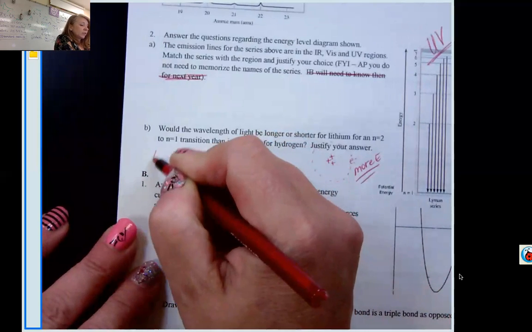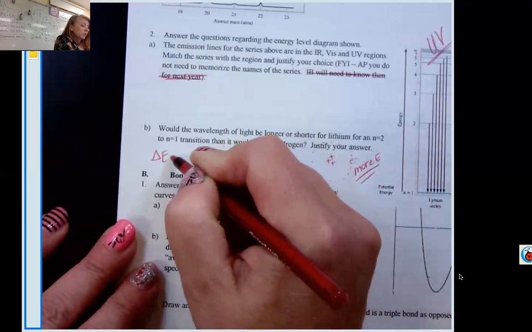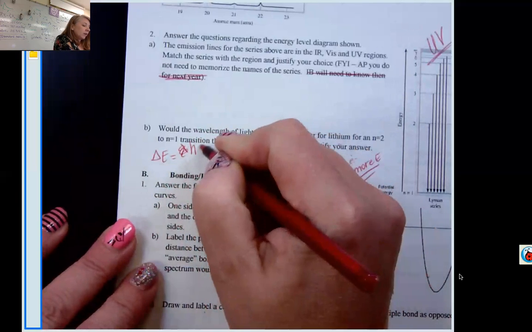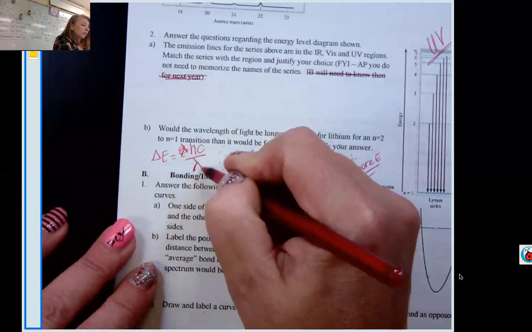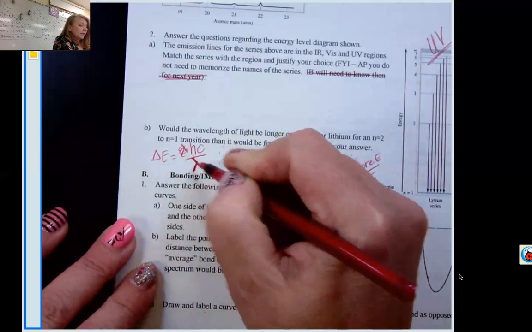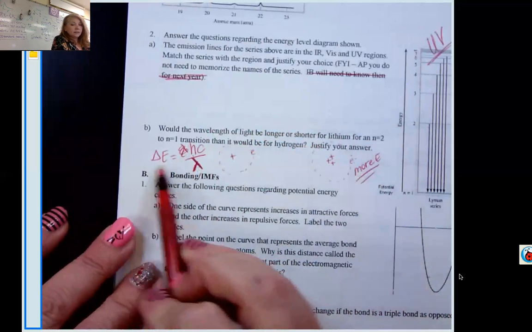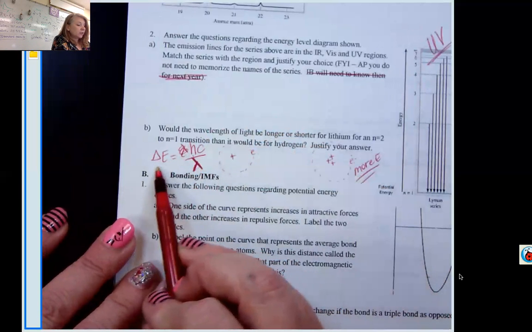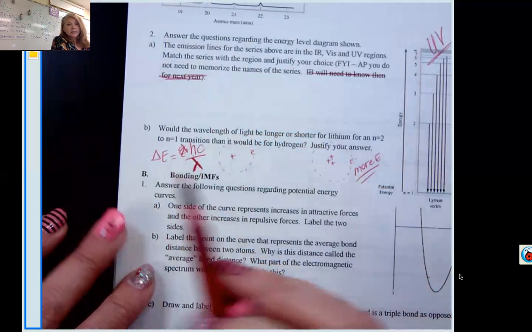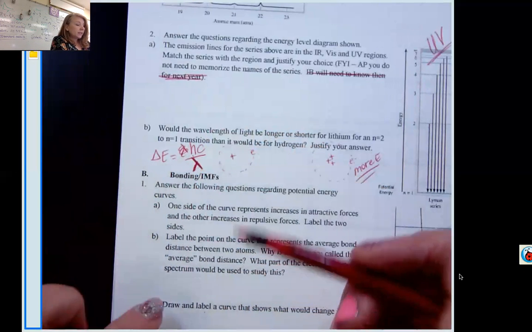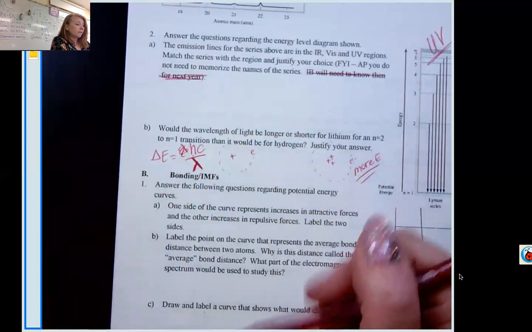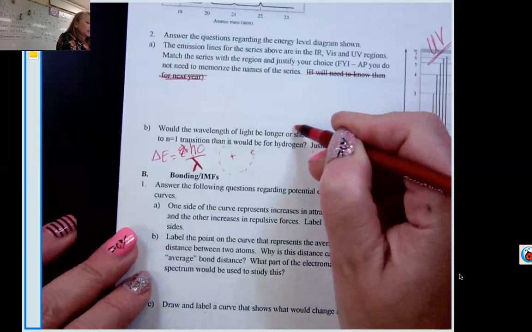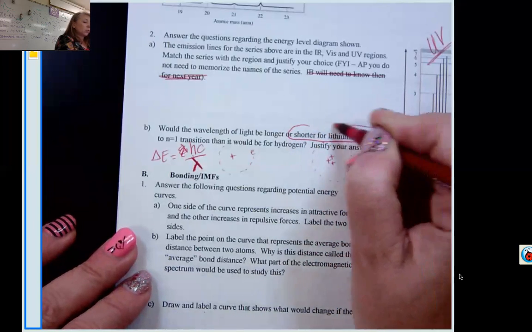In fact, here's the equation for that. Delta E is equal to hc over lambda. Lambda is your wavelength. If you look at where these two things are located in the equation, if I move this to this side of the equation, I'd be multiplying energy times my wavelength, which means it's an inversely proportional relationship. As energy goes up, wavelength is going to go down and vice versa. So for lithium, which requires more energy, we would expect a shorter wavelength.